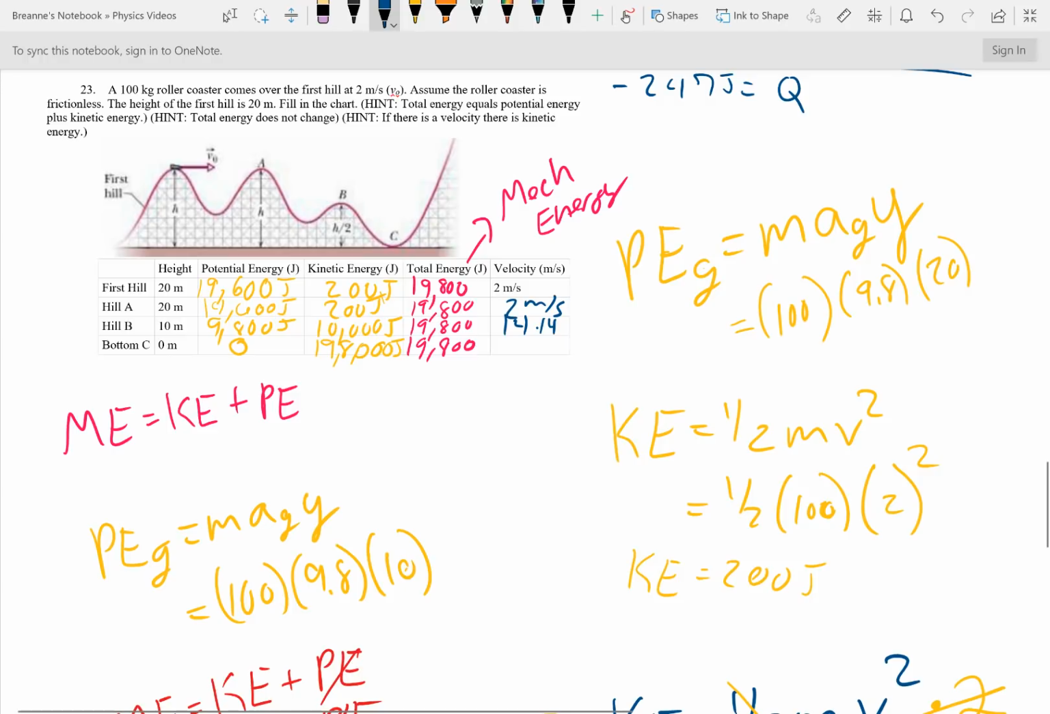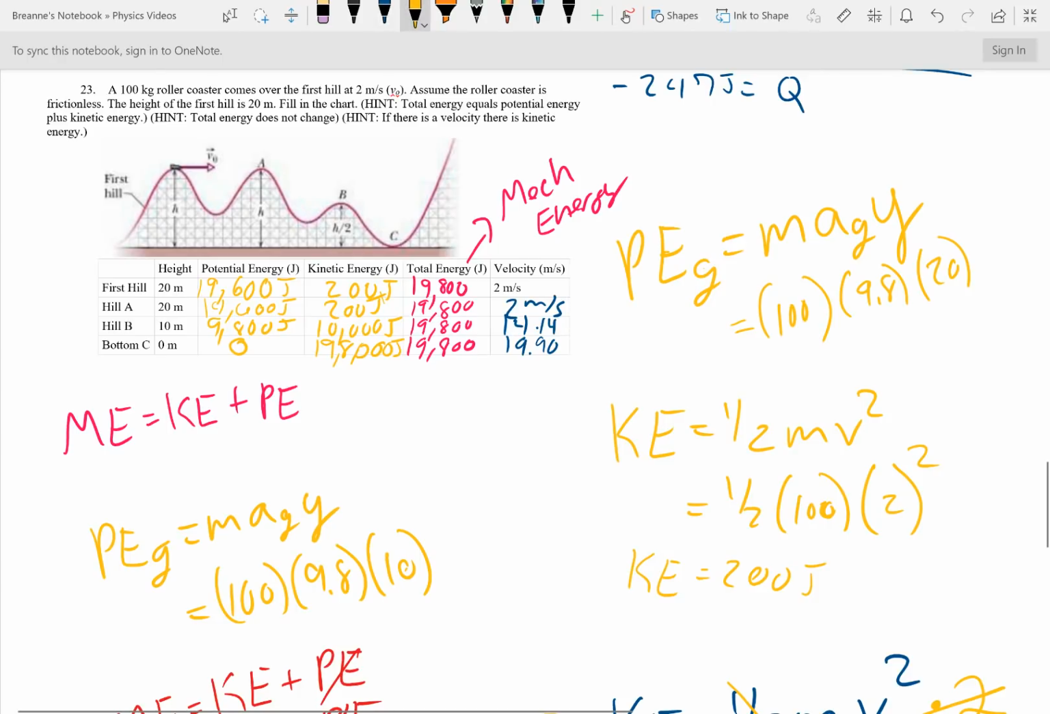And then we have that really big, lovely kinetic energy, because it's all the energy, because we're at the bottom. And when we have all the energy, it's moving the fastest, right? The most kinetic energy means you have the fastest part of the roller coaster. So we're going to times that by 2, divide it by our mass, and square root. And you can see that it is the fastest at the bottom of our roller coaster.